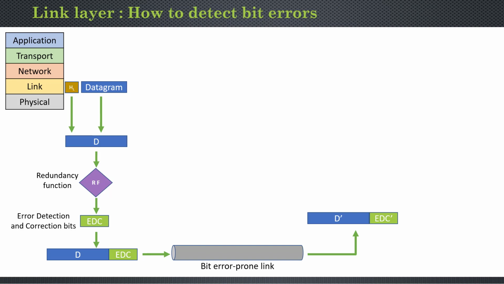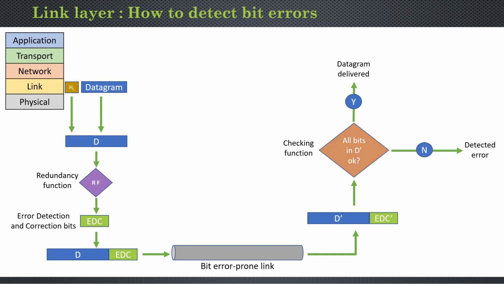At the receiving node, a sequence of bits, we call them D' and EDC', is received. Note that D' and EDC' may differ from the original D and EDC as a result of in-transit bit flips. The receiver's challenge is to verify whether or not D' is the same as the original D, given that it has only received D' and EDC'. So the checking function will answer the question whether all the bits in the received data unit are unchanged or not. If they are the same, the datagram is delivered to the network layer. Otherwise, an error is detected and the data unit is not considered by the receiver.